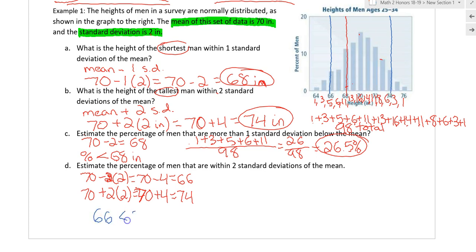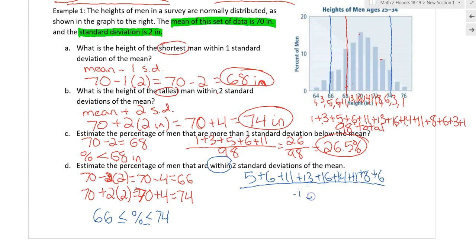So I want 66, our percentage, right? Between those, and here it's within, and so those do count as part of it, right? Here this one didn't because it was strictly left that are more than. Here within 2 standard deviations, those are going to count with it. So I have 5 plus 6 plus 11 plus 13 plus 16 plus 14, 11, 8 plus 6. All over 90. 58.